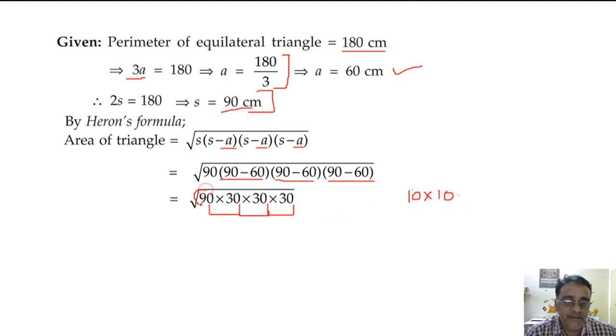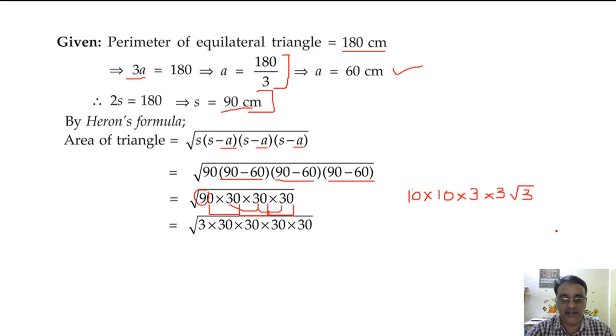And 9 is also a perfect square. So we can take out 3. Now how many 3s will be left over here? 3. Out of that, 2 of the 3s come outside and only 1 remains inside. So this is the final answer. Okay. So we'll get 3 into 30 into 30, root 3, or 900 root 3 centimeter square.